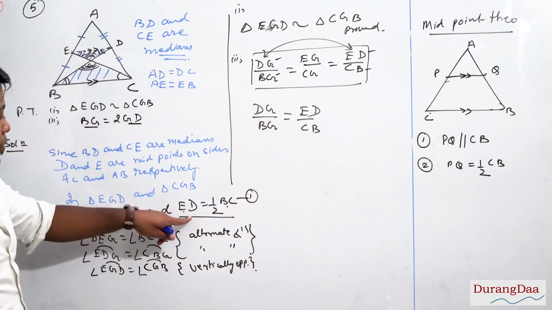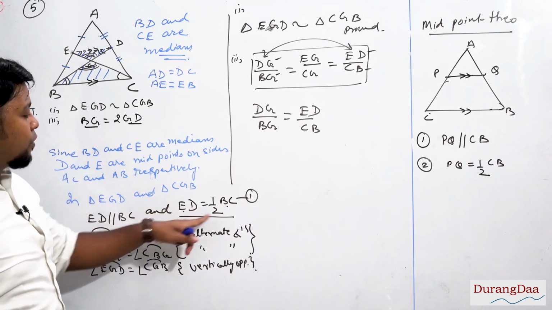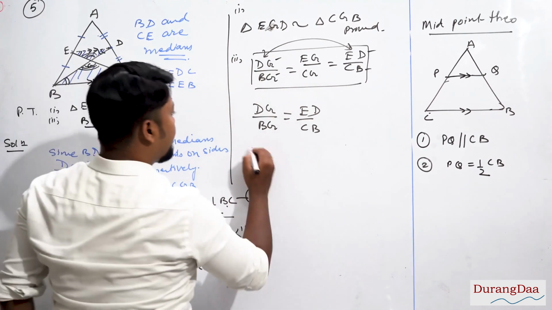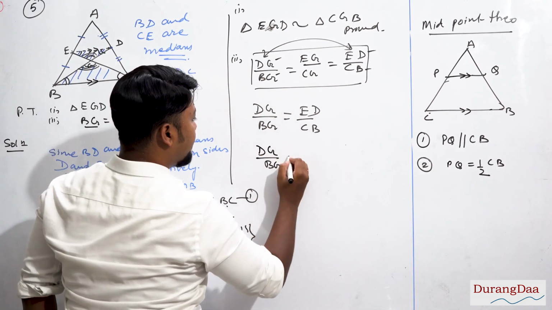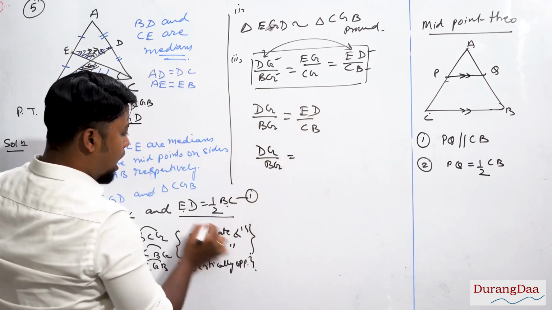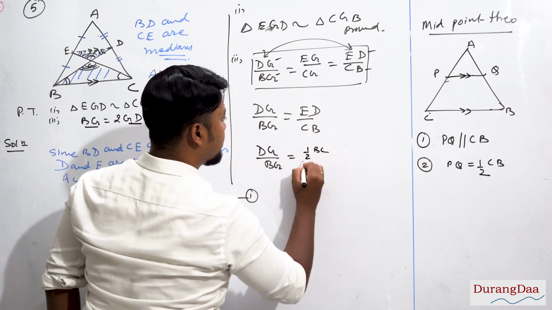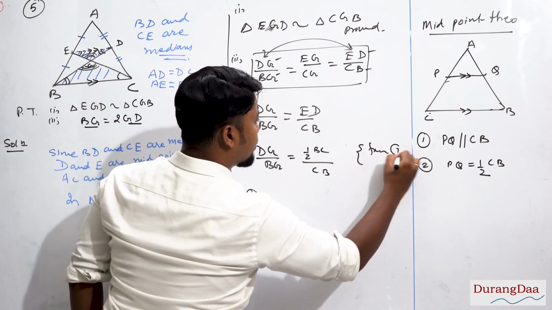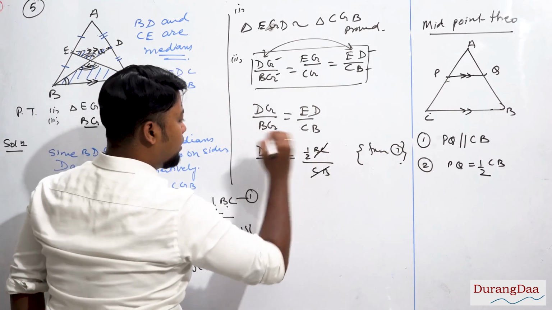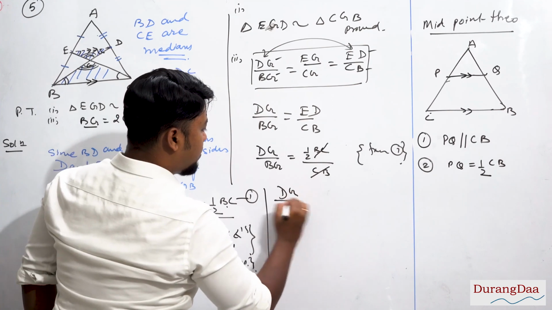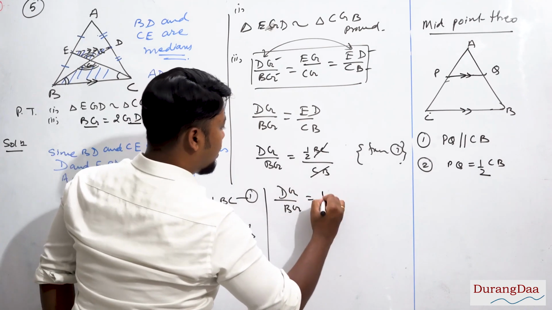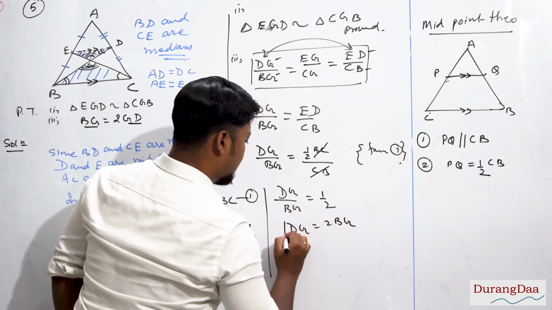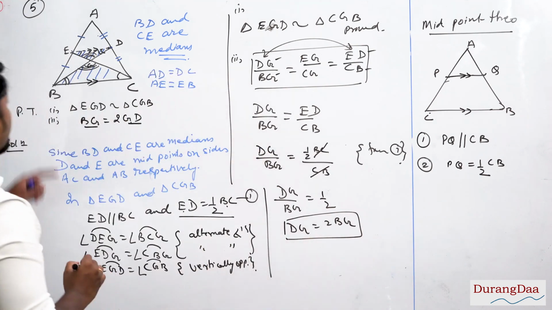All right. Now what we are going to do, we are going to put the value of ED from here, which is half BC, instead of this ED. So DG by BG equals half BC by CB. The reason would be from equation number 1. This will get cancelled. So we are getting now DG by BG equals half, or DG equals 2 times BG. I think this one is the required answer.